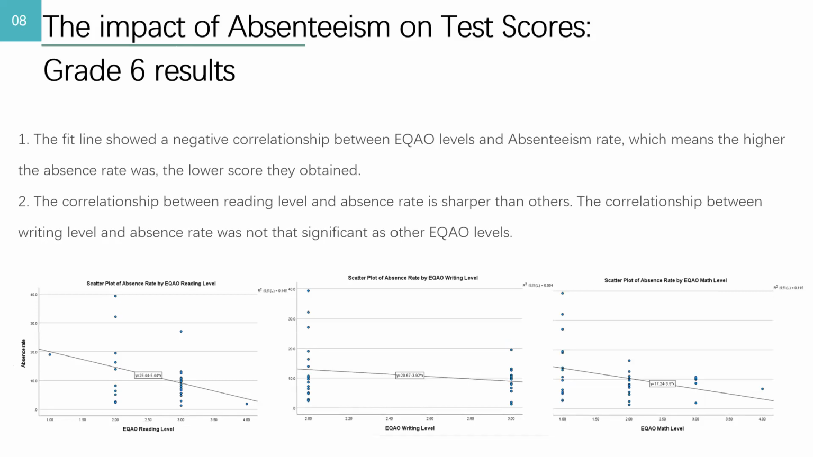The thick lines in every graph here show a negative correlationship between EQAO levels and absentee rates, which means the higher the absence rate was, the lower score they obtained. The relationship between reading levels and absence rates is sharper than the others. The correlationship between writing levels and absence rates was not as significant as other EQAO levels.